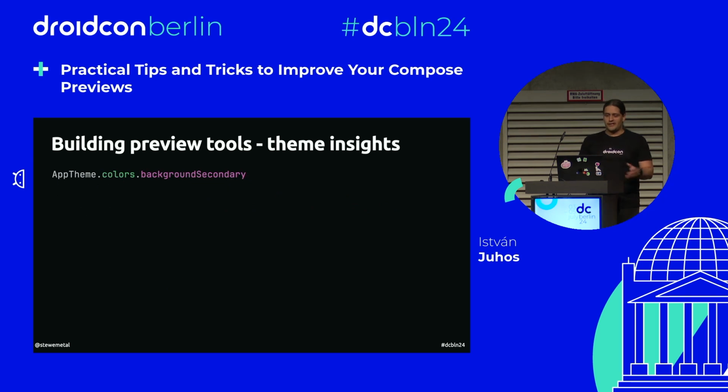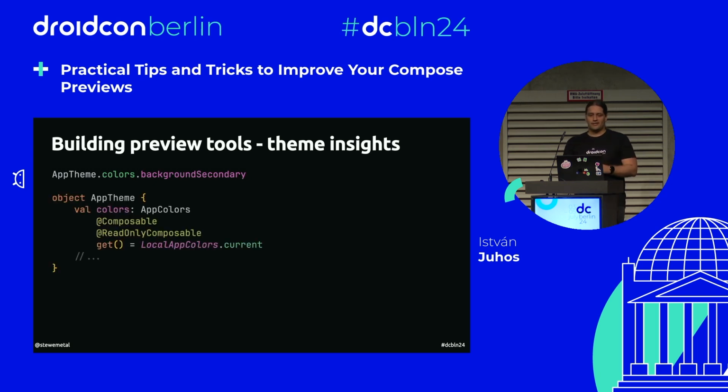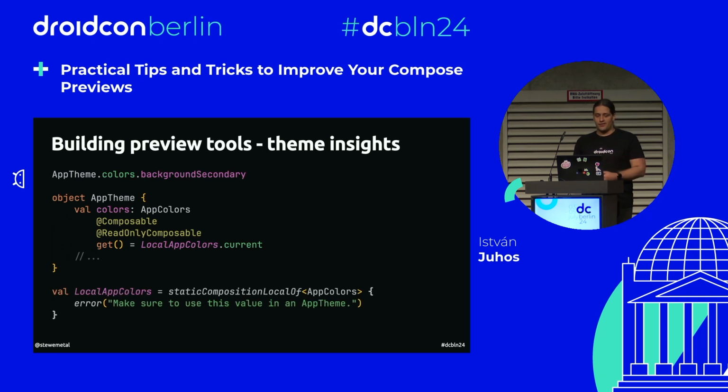Let's have a quick insight on how themes are usually built with Compose. We have this accessor here, and that accessor is usually an object where we expose composition locals stored somewhere in our project. And those are composable things, of course. And when we define our composition locals, we have a couple of options to set them up.